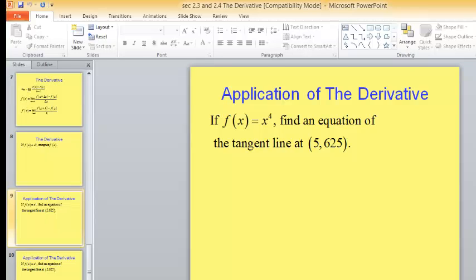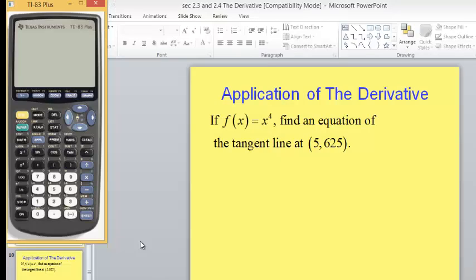5, comma, 625. Do you understand what I mean by that? No? Let me say it again. Here, on the calculator, can we see that point? If I hit second, calculate a value, let me plug in a 5. It gives me an output of what? 625. That's ridiculous. I mean, think about where that is.